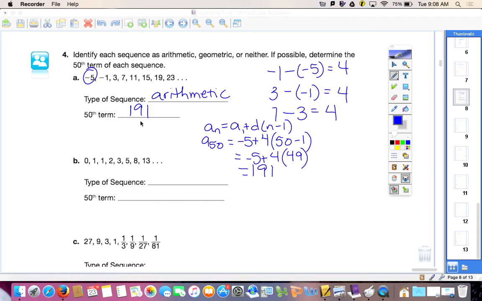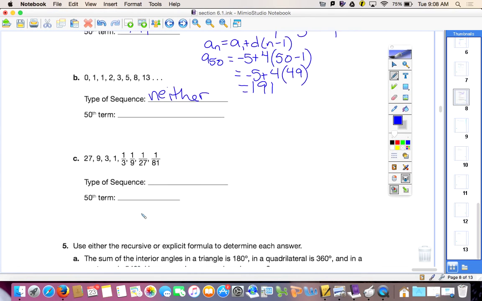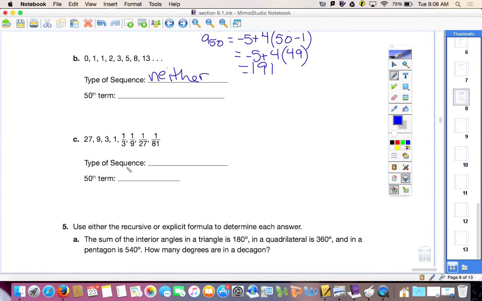So we can't do anything else. The 50th term, we cannot figure that out, so we're not even going to try that. So what about the next one? What type of sequence is this? So spend a minute, do it, and then come back and check your answer. So go ahead and pause now.